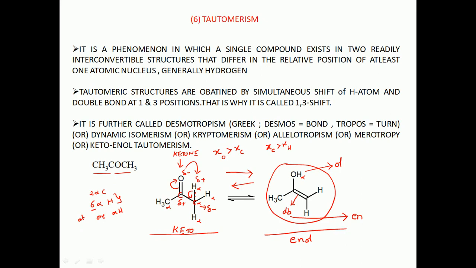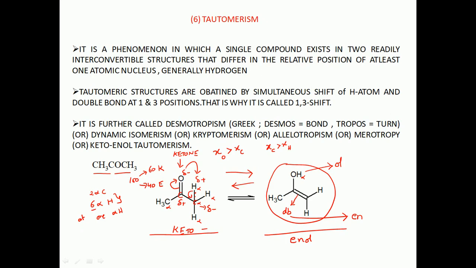Suppose if you are having 100 molecules of acetone, some of them, let us say 60 molecules will be in the keto form and 40 molecules will be in the enol form. So this ratio is just for explanation. I'm not saying the exact percentage of keto and enol form.